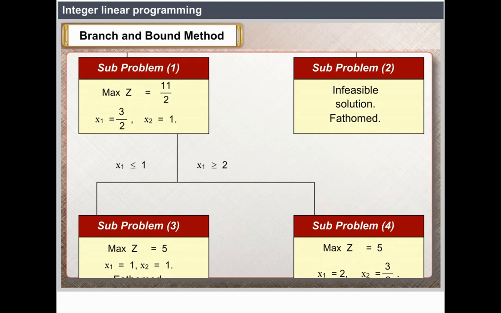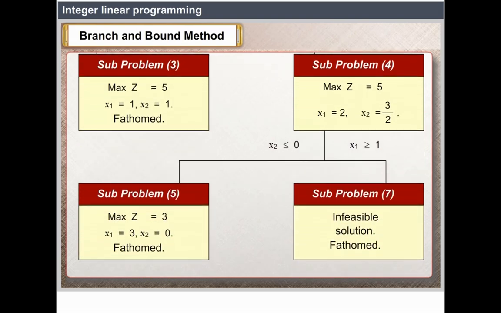Subproblem 1 divides into subproblems 3 and 4 due to x1 equal to 3 by 2. While dividing into subproblems 3 and 4, we have to take x1 less than or equal to 1, x1 greater than or equal to 2. Now subproblem 3 has maxima z equal to 5, x1 equal to 1, x2 equal to 1. Performed. Subproblem 4, maxima is z equal to 5, x1 equal to 2, x2 equal to 3 by 4. Due to x2 equal to 3 by 4, subproblem 4 divides into 2, that is called subproblems 5 and 6.